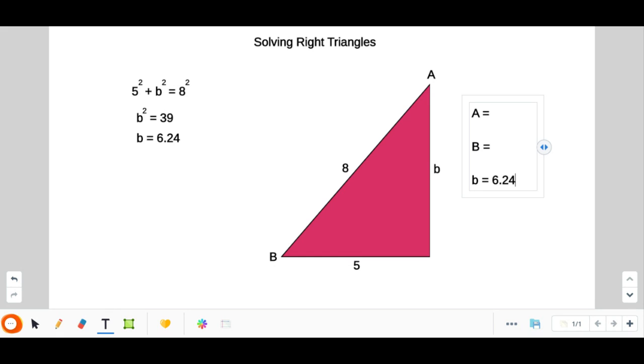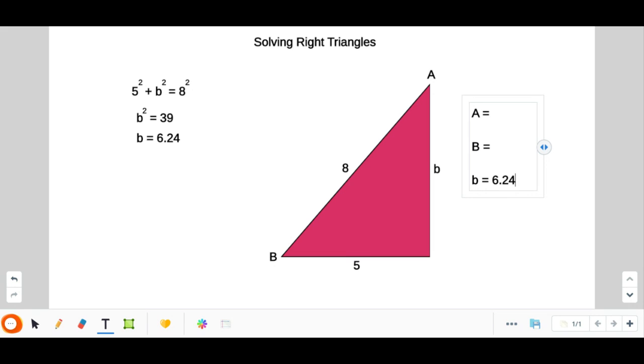Okay, now we want to find the two angles. At this point, we have all three sides, 8, 5, and 6.24. So if we want to find, let's say, angle A, we can really use sine, cosine, or tangent because we have all three sides. Typically, though, it's usually better to use the two sides that were given originally as opposed to using the side that we got on our own.